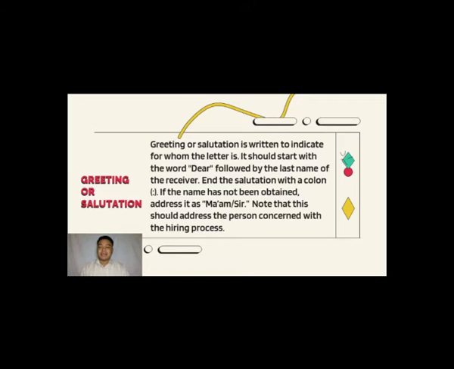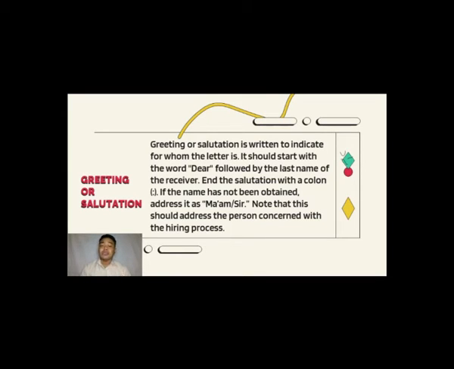After the inside address is the greeting or the salutation. Greeting or salutation is written to indicate for whom the letter is. It should start with the word dear, followed by the last name of the receiver, and the salutation ends with a colon. Again, a colon, not a comma.